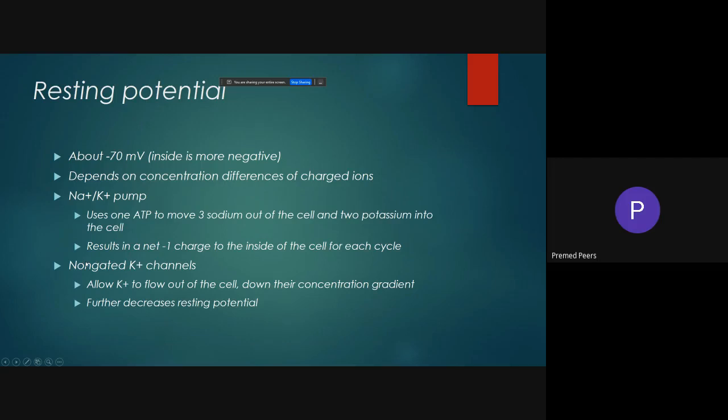However, actually making it even further negative, the key here is that potassium is actually the major ion contributing to this. There's some math you can do to show that. It's not really important here, but potassium is what's contributing to this, and part of that is these non-gated potassium channels. So passive transport, they're always open. Potassium has a higher concentration inside the cell. We have these channels here that are allowing it to flow out, which is taking positive charge out of the inside of the cell and making it more negative still.